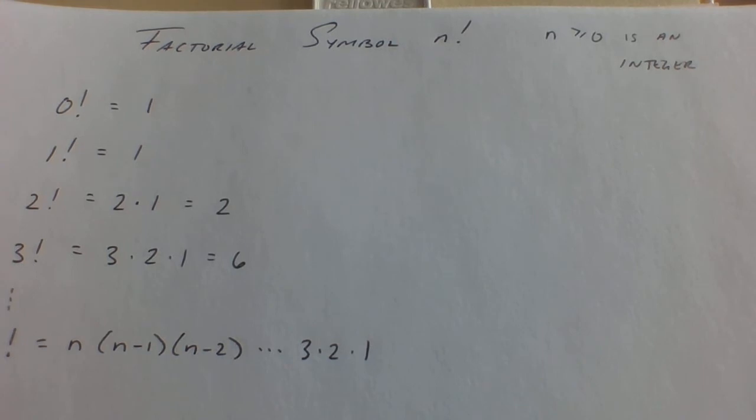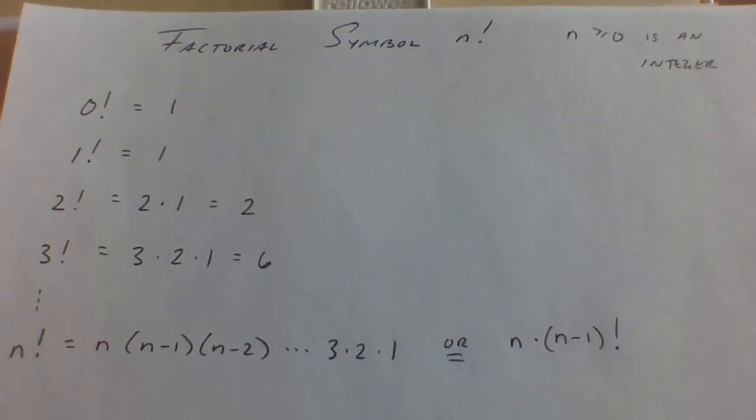Here's what it would look like right now. There's my n value that I'm starting with. My next number would be 1 less than whatever this number is. This one's going to be 1 less than this number, all the way down until I get to the 3 times 2 times 1. I could write this another way. I could also write this as n times n minus 1 factorial. This might come in handy if I had a fraction that I needed to reduce.